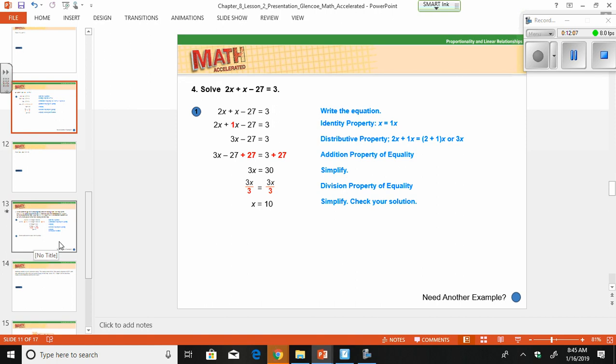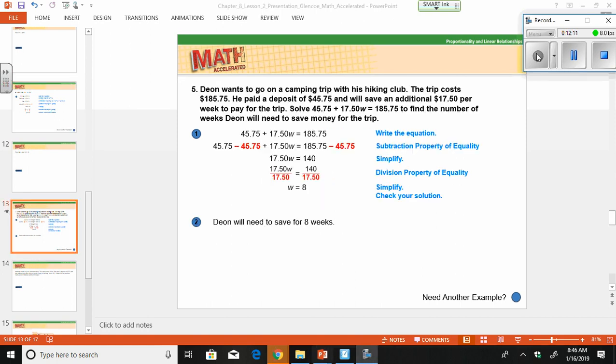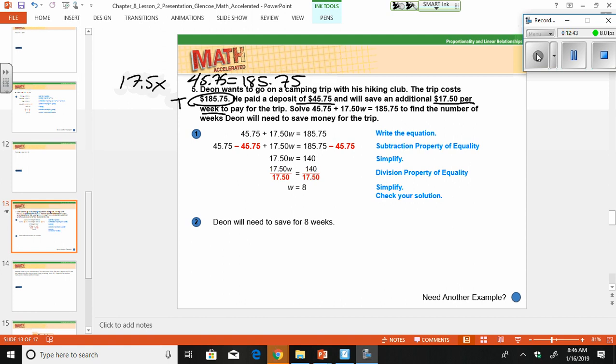So 2x plus x minus 27. Dion wants to go on a camping trip with his hiking club. The trip costs $185.75. That's our total. So that equals $185.75. He paid a deposit of $45.75. So deposit means a down payment, and you're only using it one time, so it doesn't need to be a variable. And we'll save an additional $17.50 per week to pay for the trip. Per week tells me that I am taking $17.50 and multiplying it times something to get my total.